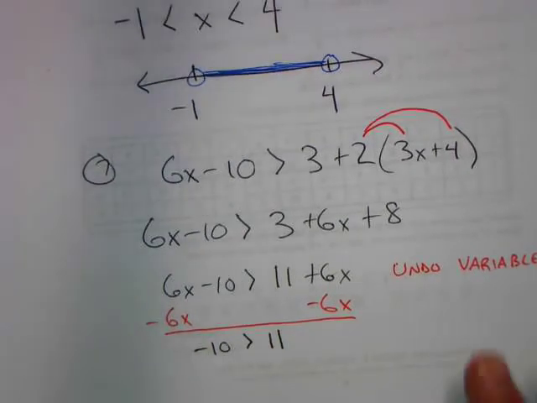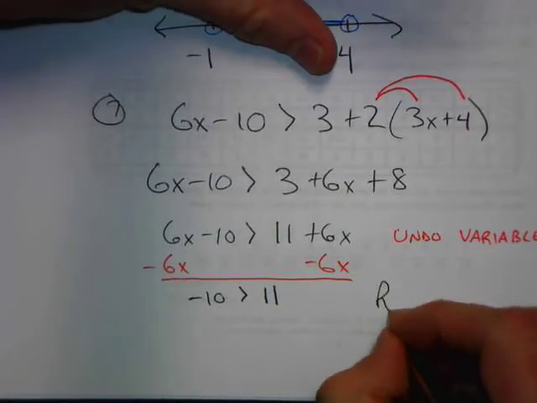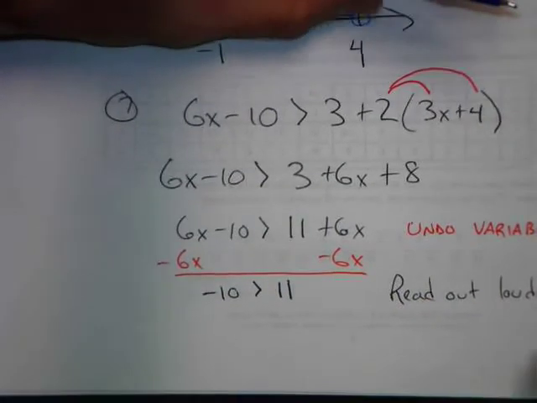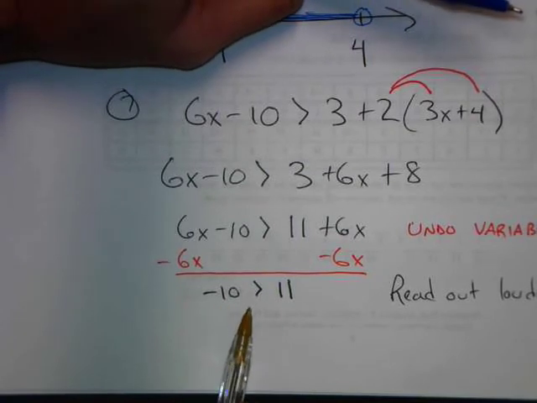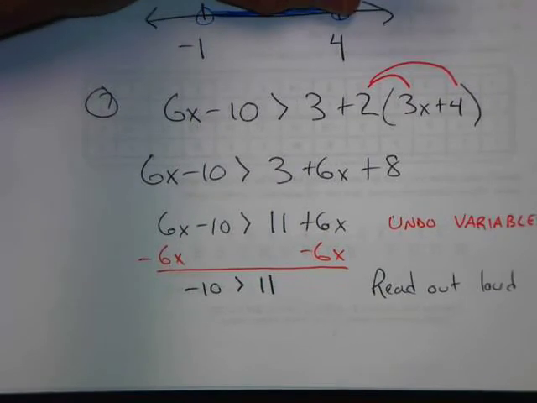And just like before, we've seen this. Oh no, the variable cancels. And if the variable cancels, we have to read this out loud. And when we read our statement out loud, this is what we're going to say. -10 is greater than 11. What? That makes absolutely no sense.